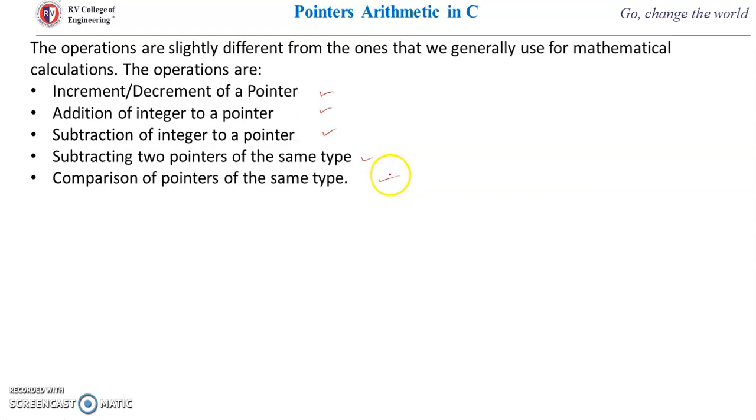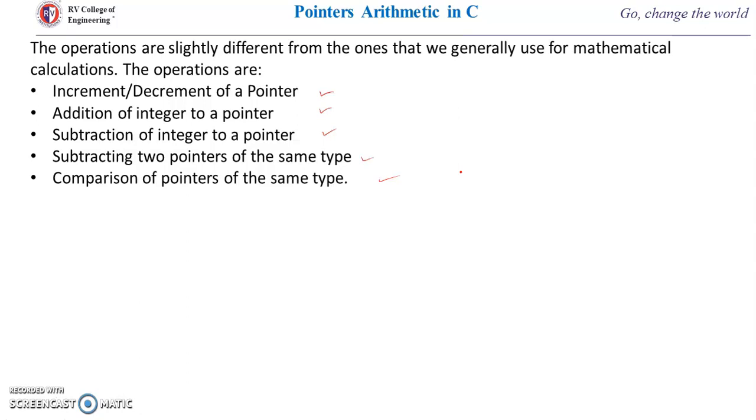Here, all arithmetic is performed relative to the size of the base type of the pointer. The size of a data type is machine dependent. If we say a 32-bit machine or a 64-bit machine, the size of each data type will vary based on whether it is a 32-bit, 64-bit, or 16-bit system. So the result may vary on different machines.